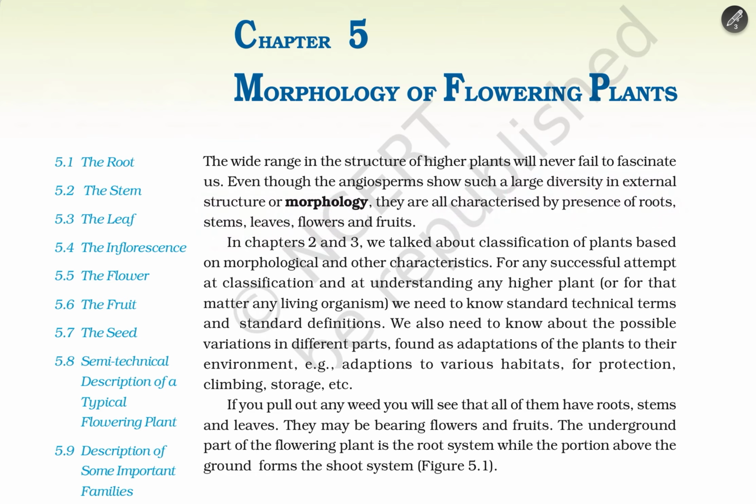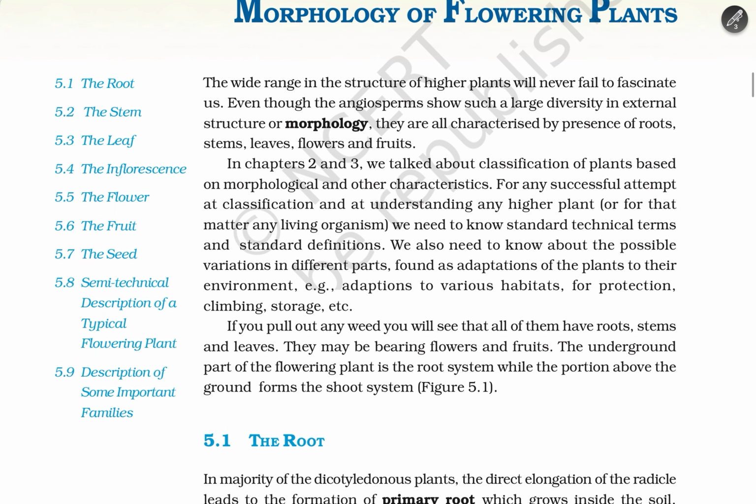In Chapters 2 and 3 we talked about the classification of plants based on morphological and other characteristics. For any successful attempt at classification, at understanding any higher plants, for that matter any living organism, we need to know standard technical terms and standard definitions. We also need to know about the possible variation in different plants found, and the adaptations of the plants to their environment. Example: adaptation to various habitats for protection, climbing, storage, etc.